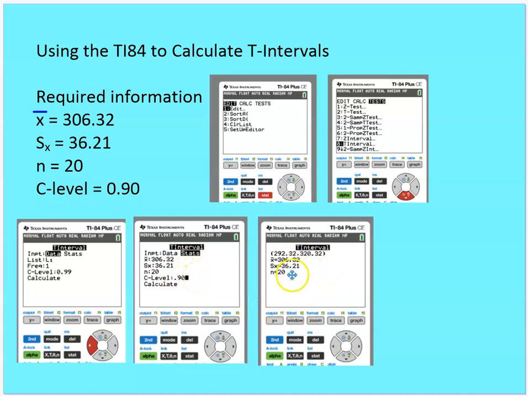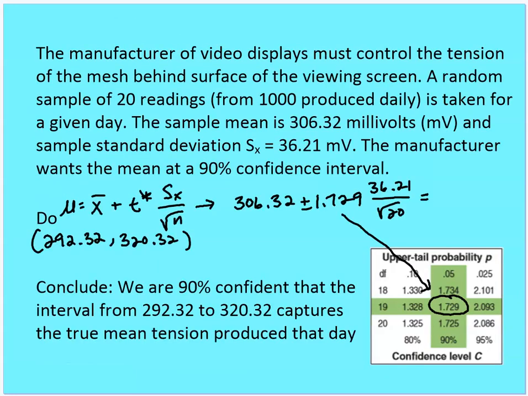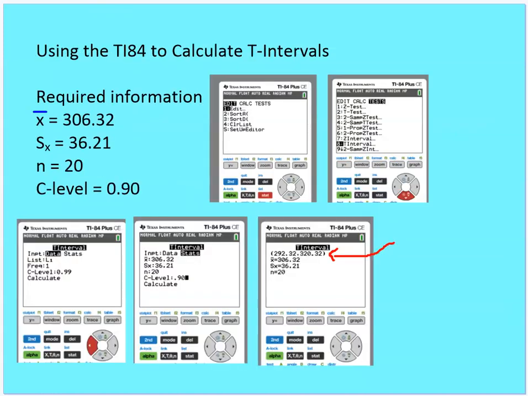I'm going to press enter, and I'm given 292.32 to 320.32 here, which corresponds to the value that we were able to derive by hand. 292.32, 320.32. So this is our interval. So we can get this interval through the calculator if we want to go through this process or if we want to do it by hand.